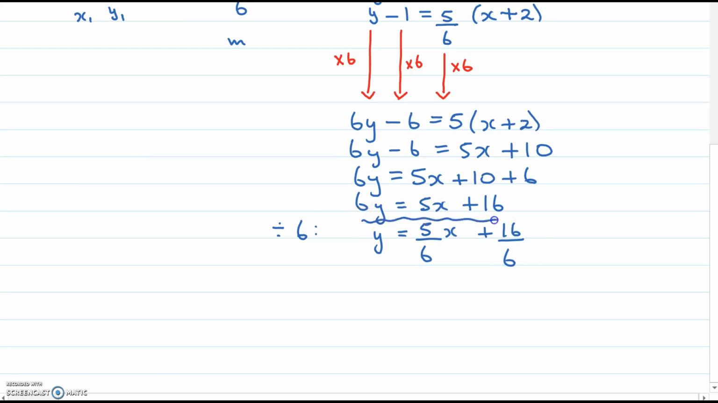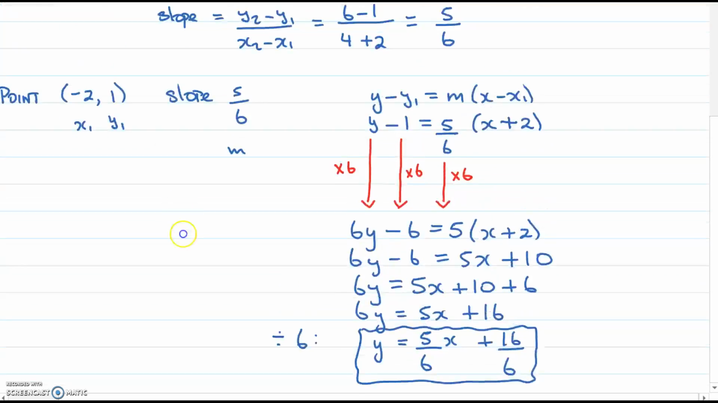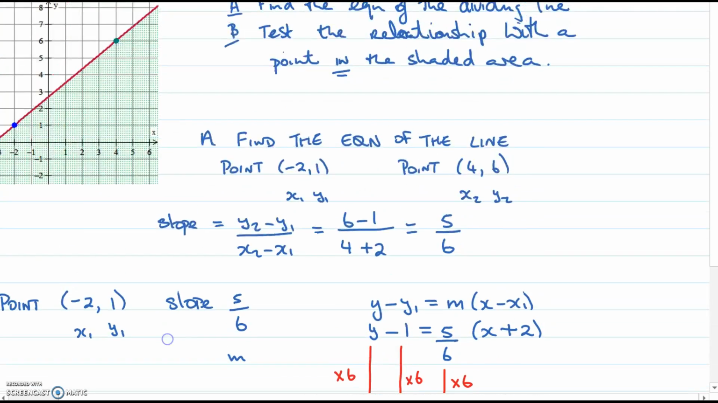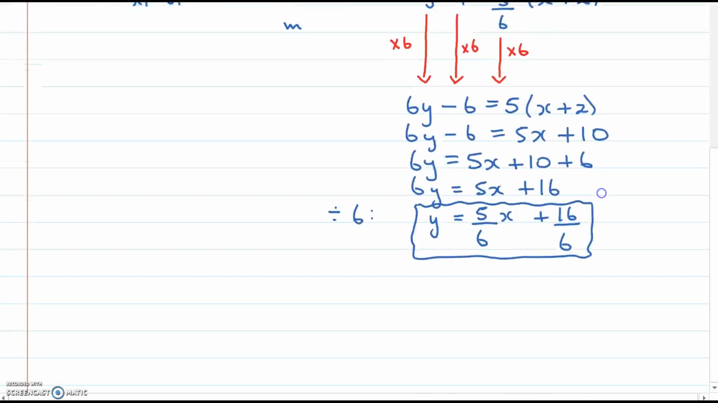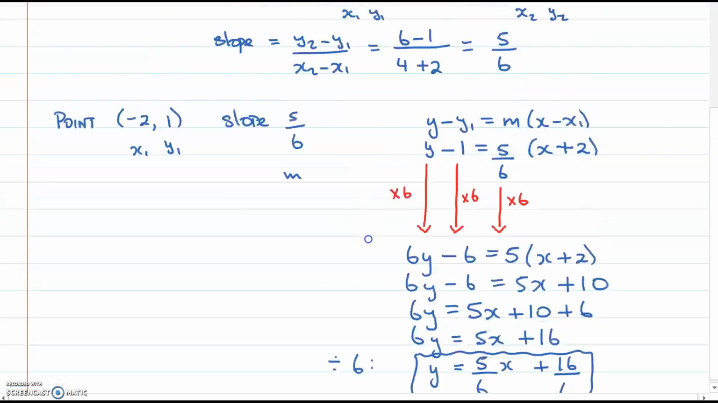So that's the equation of the line, and that's the end of part 1. So if we go back here, what we found is the equation of this line. Now what we need to do is use this relationship, but we're going to replace the equals with a greater than or less than symbol. Okay, so we have to decide whether this relationship should be greater than or less than.